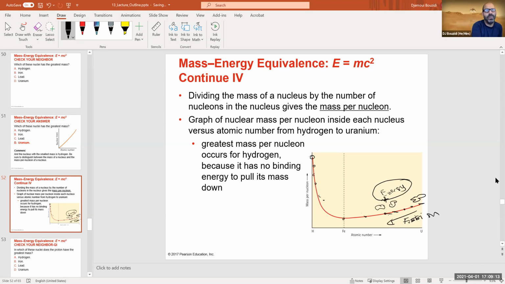But I cannot do fission past the point of iron, because then I'm going to go up, because I need to put more energy to put things together. So what I do in this case, if I take this element and combine it with this element, I probably will end up with a new element that sits in here.